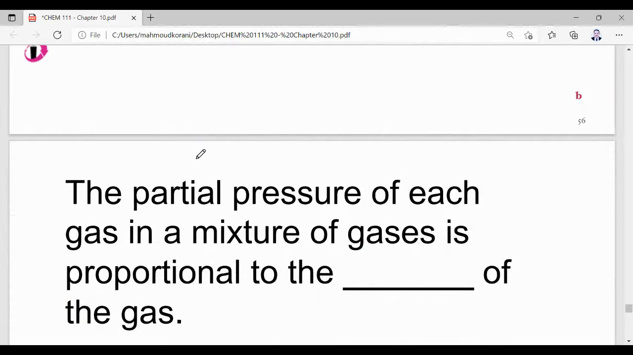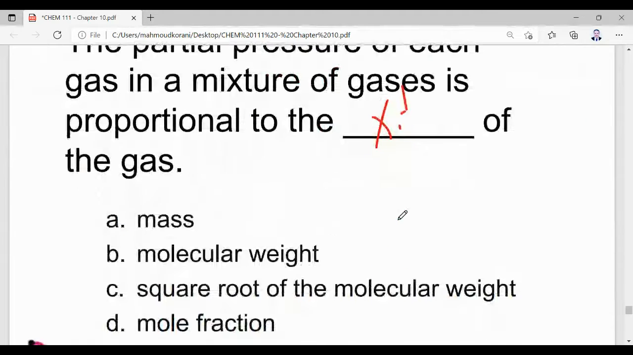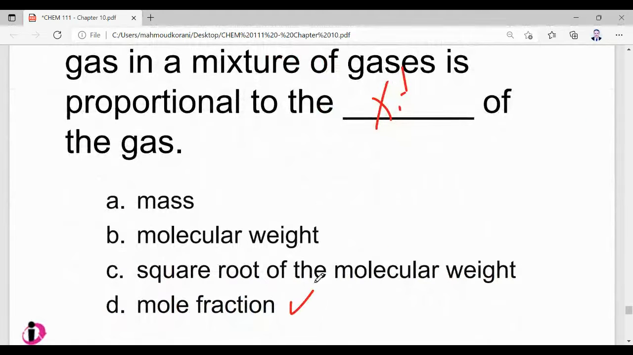The partial pressure of each gas in a mixture, Pi, is equal to the mole fraction i times the total pressure. In a mixture of gases, it is proportional to the mole fraction. It's very simple.